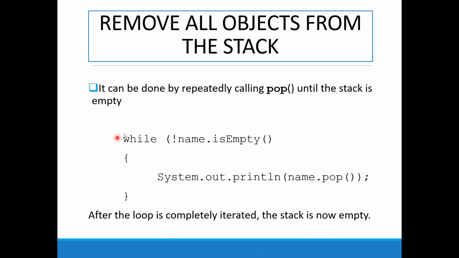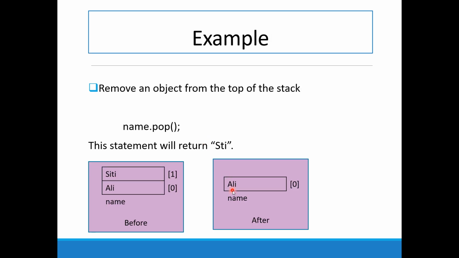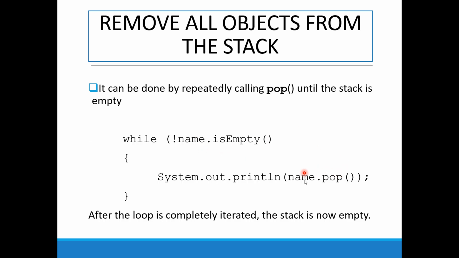Lepas tu check lagi sekali. Adakah name tu empty or not? Check. Ada lagi satu Ali. So dia pun pop Ali. Dia pop Ali, dia display di sini Ali. And then dia check sekali lagi. Adakah name tu empty? Sekarang dah empty dah. So apabila stack tu empty, dia akan setkan top sebagai null. So operation ni dia akan skip lah. Dia tak buat lah operation ni. Okay. After the loop is completely iterated, the stack is now empty. So bila dah habis dah, stack tu jadi empty lah.